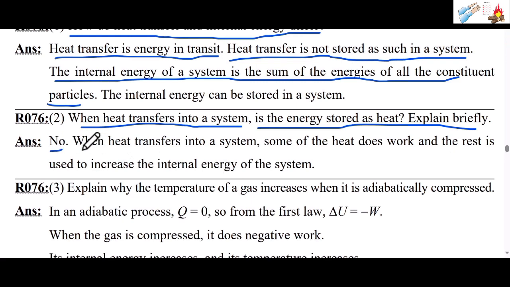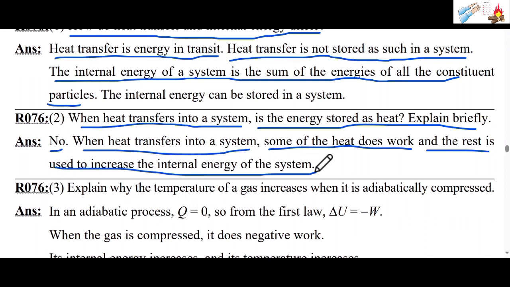When heat transfers into a system, some of the heat does work, and the rest is used to increase the internal energy of the system.